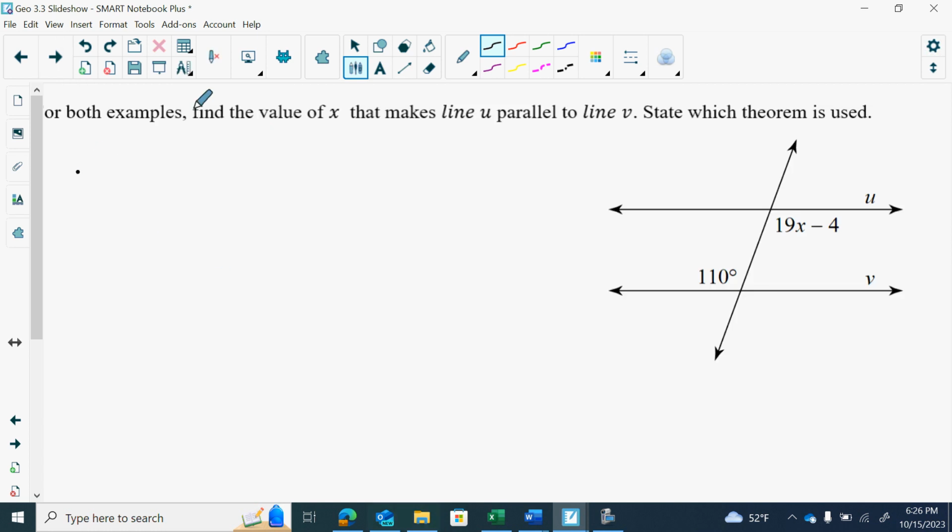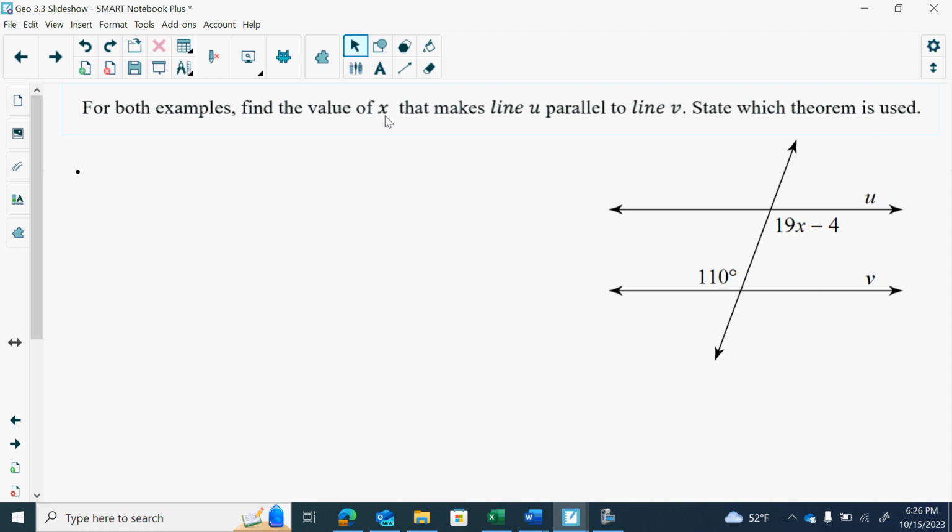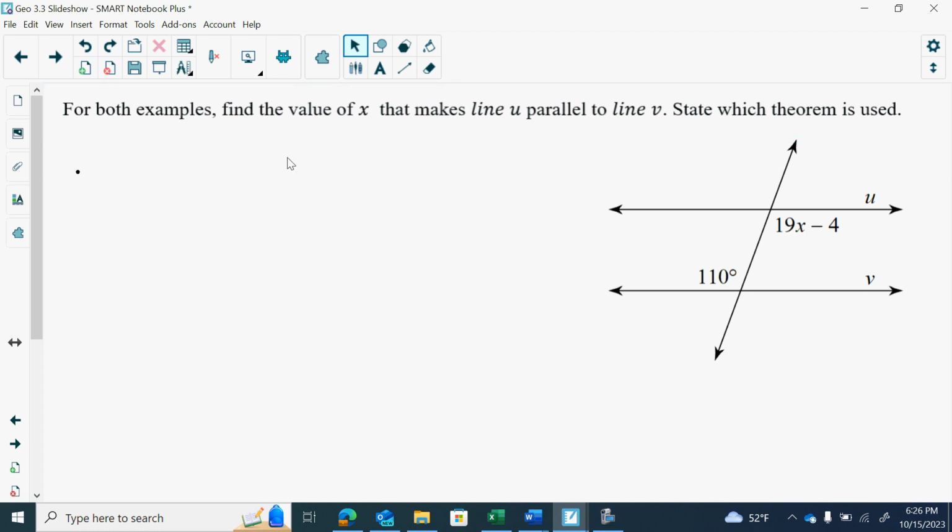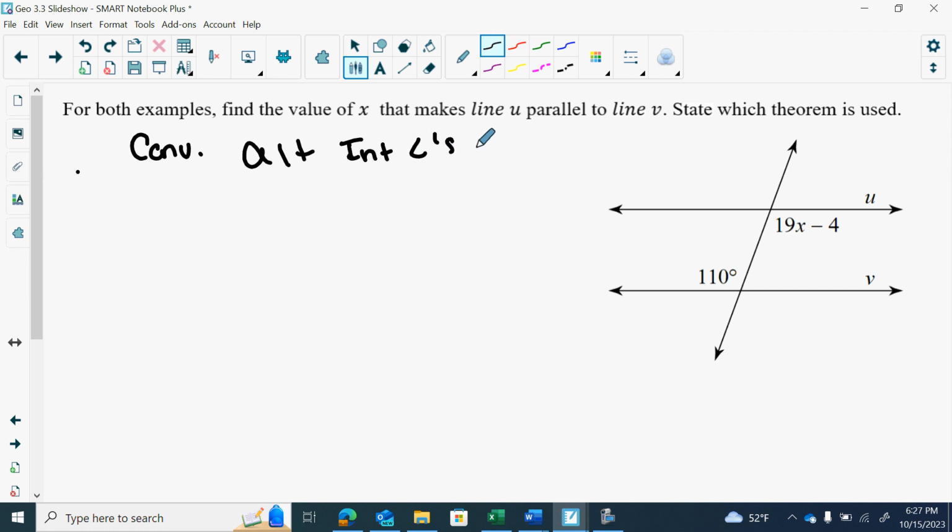All right, so let's see here. Move this over here. For both examples, find the value of x that makes line U and line V parallel. Again, this is a simple application. What we're doing here is using the converse of the alternate interior angles theorem, which states, hey, if this is equal to this, then I can say the two lines are parallel.